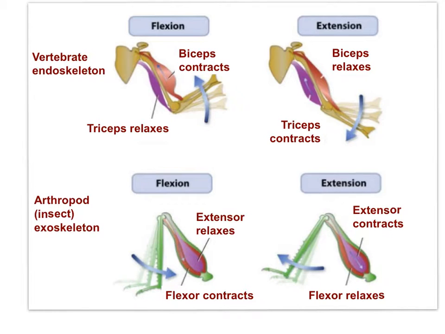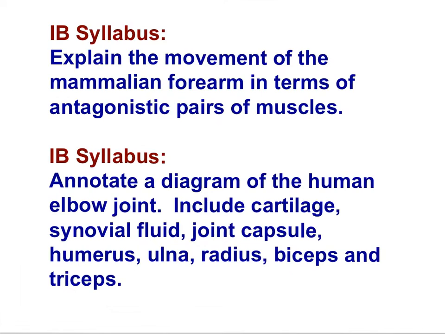This slide nicely shows the action of antagonistic pairs of muscles. As the biceps contracts, the triceps relaxes and extends passively. The arm flexes. As the triceps contracts, the biceps relaxes and extends passively, and the arm extends. You can study a similar action of flexor and extensor muscles in the insect leg. Let's move on to look at the elbow in more detail.